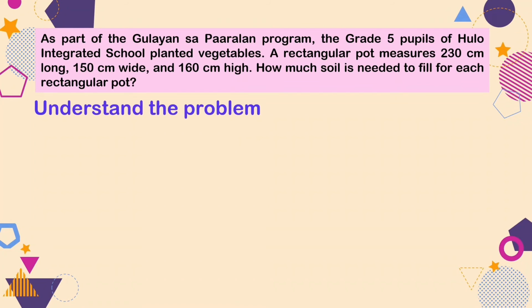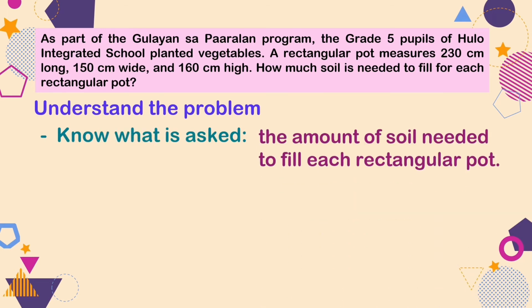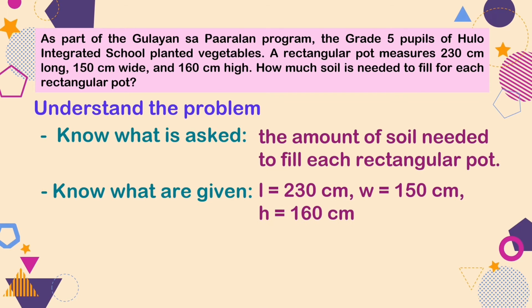First, let us understand the problem by knowing what is asked. What is asked in the problem? The amount of soil needed to fill each rectangular pot. What are given? The given in the problem are the measures of the rectangular pot, wherein its length is 230 cm, its width is 150 cm, and its height is 160 cm.